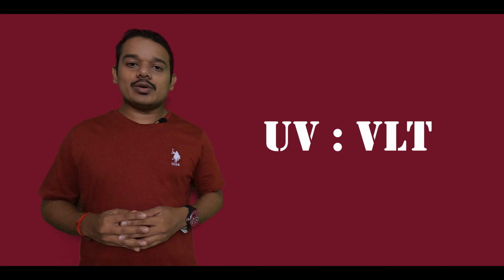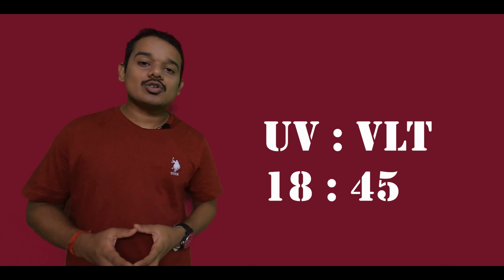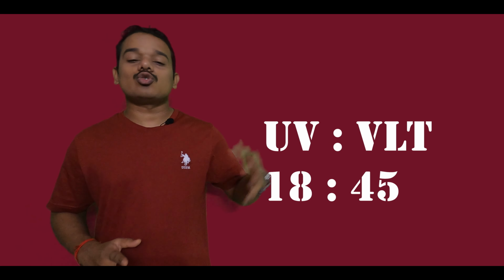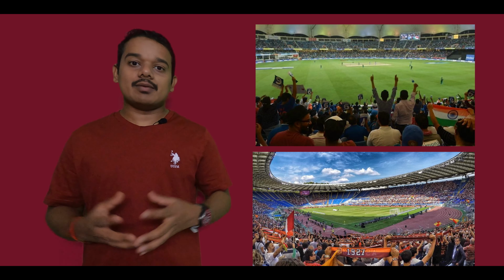Cat 2. Here the UV:VL ratio is 18:45. As we know, 18% of UV and 45% of VL can pass through the lens. These lenses are used for general purposes. For example, if you are going to watch a cricket match or a football match in the stadium, you can use this lens. It means that you need less shade.